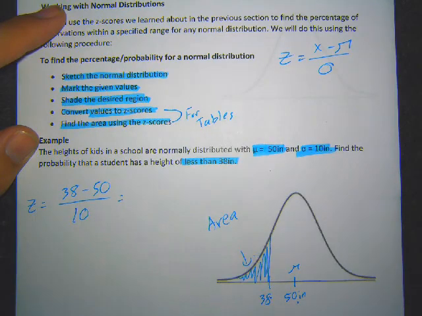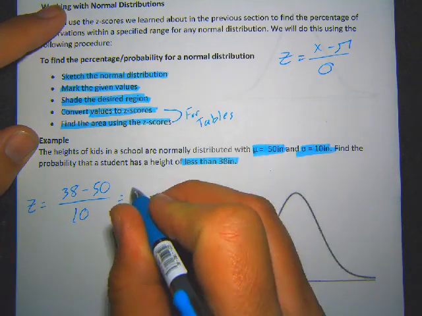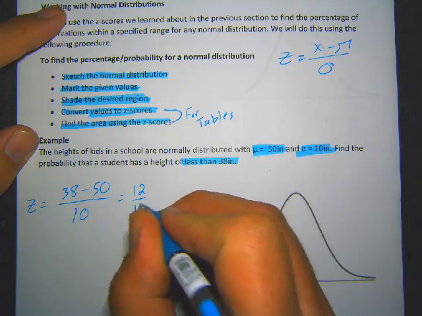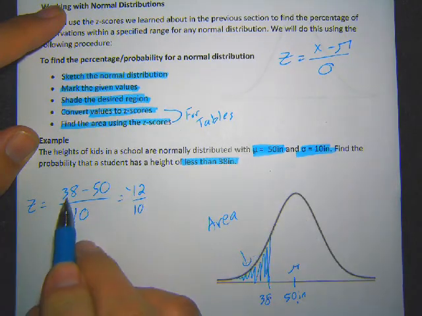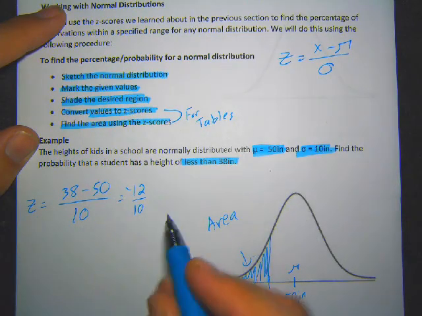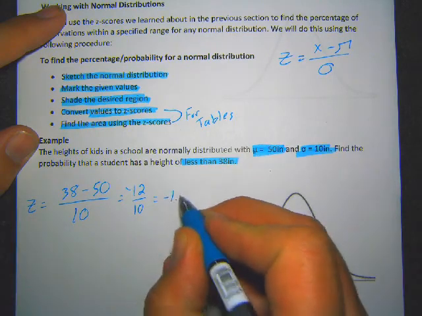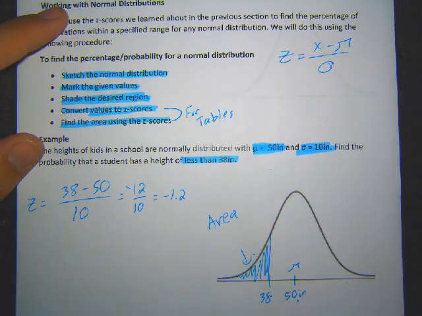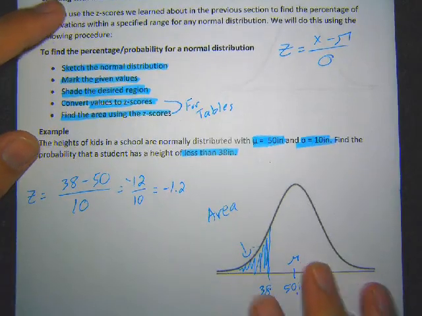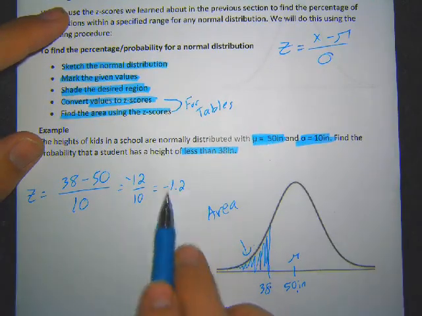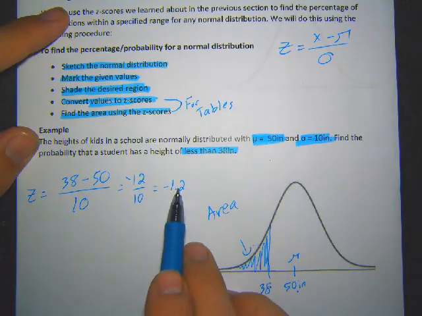So 38 minus 50 is 12, I believe. And then divide by 10. Oh, and it's a negative 12. Don't forget it's negative because 38 minus 50 is going to give me a negative. And so I end up getting negative 1.2. You can put that in your calculator. I just did it by hand because I picked easy numbers to make it so it wouldn't be too bad to do by hand. So that's my z-score. So our z-score is negative 1.2.